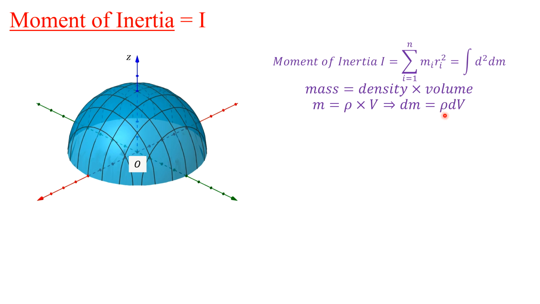As nothing is mentioned about density, we will assume that it is constant and take rho as a constant. Don't take the value of density as 1. It is not 1, it is constant. So dm is rho into dv, and therefore I will be the triple integral over v of d square rho dv. This is the formula for the moment of inertia of a solid.